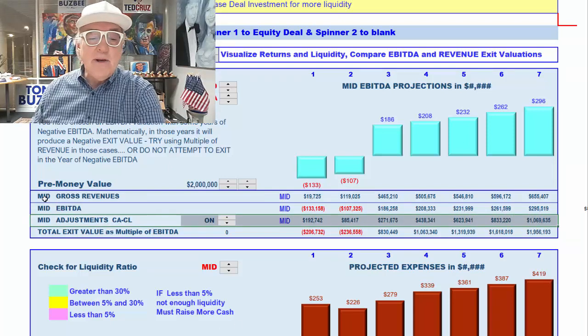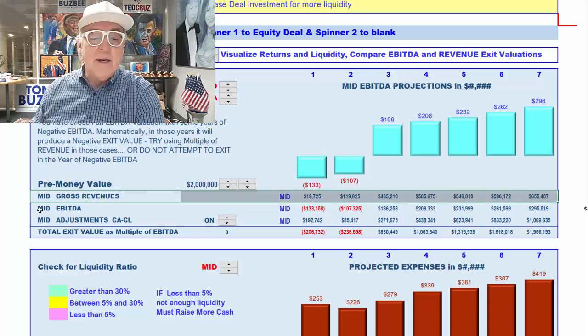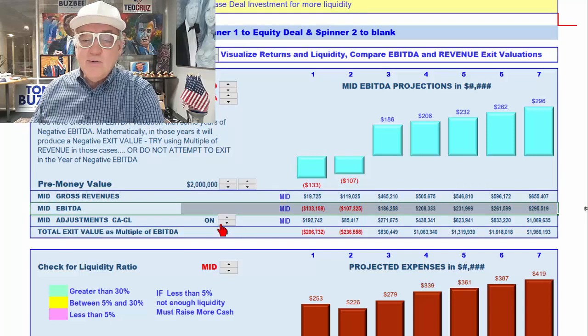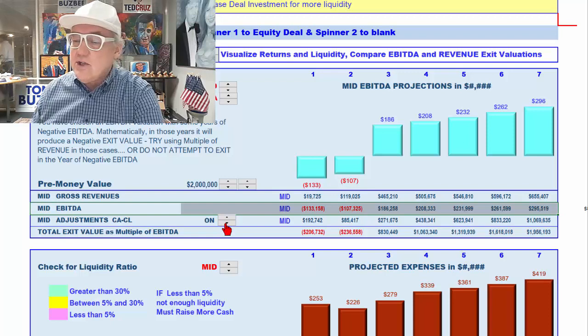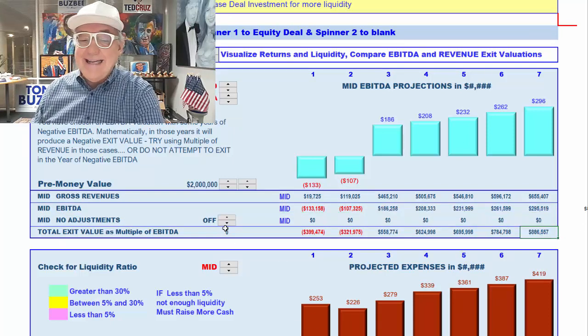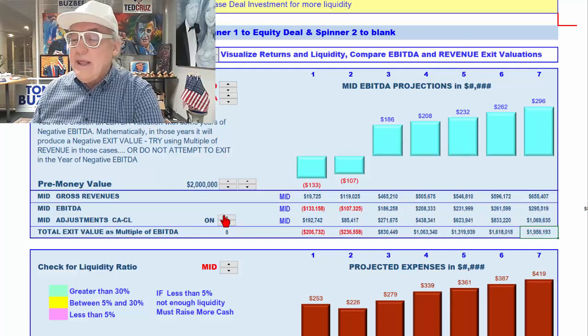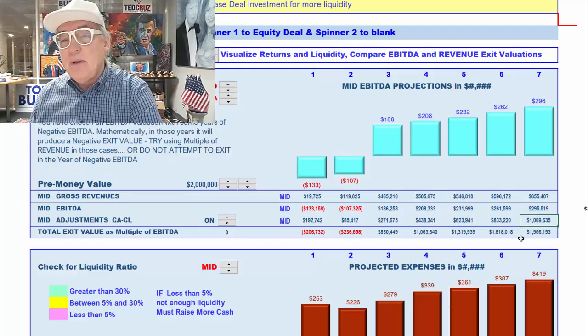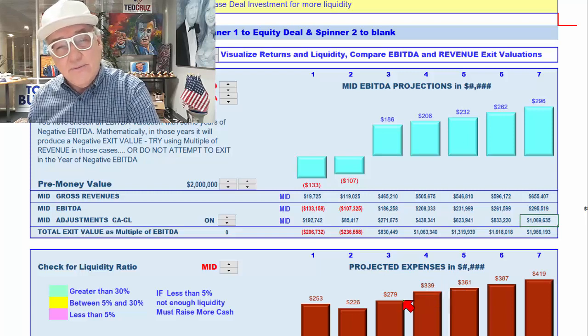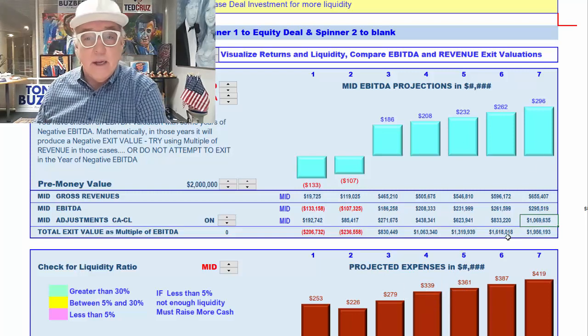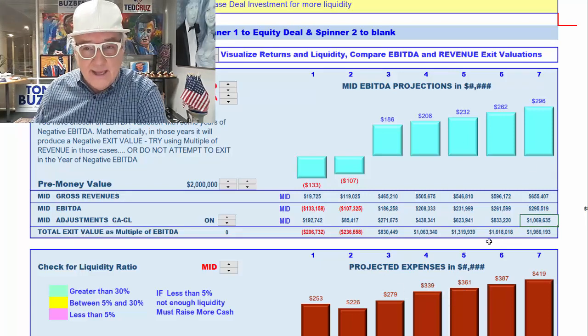Now look, up here is the gross revenues and here's the EBITDA, and watch what happens when we turn off the adjustments. This is the total exit value. It goes from 886 to 1956. That's because there's $1 million sitting in there in your final account in year 7. So you're going to get paid dollar for that stuff.